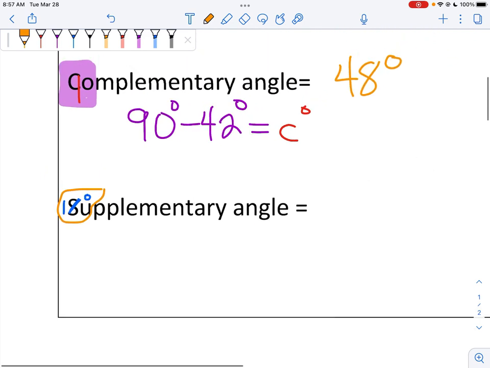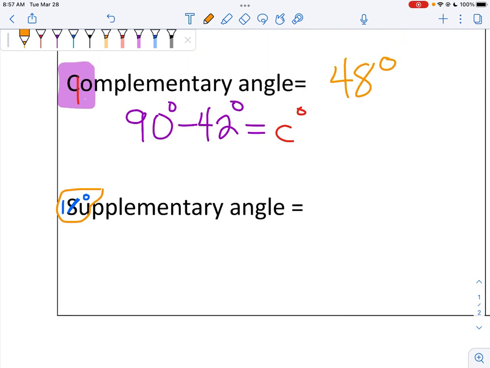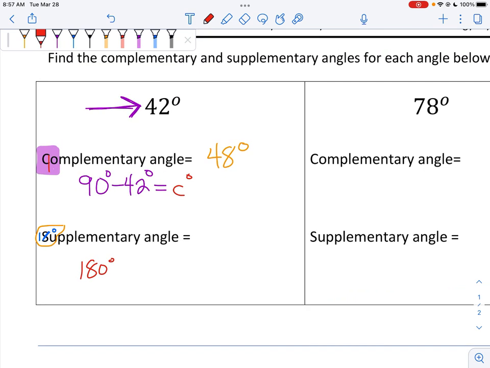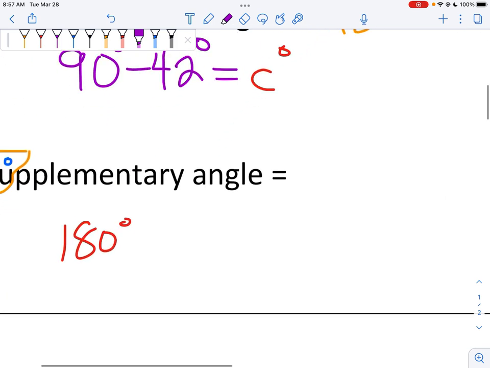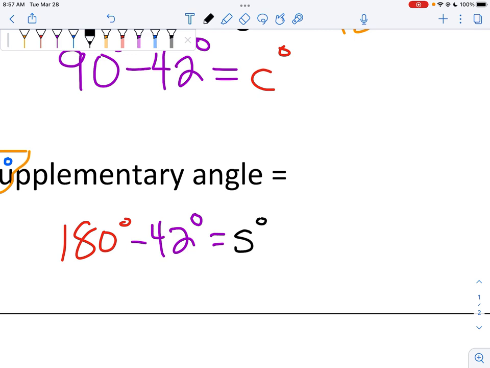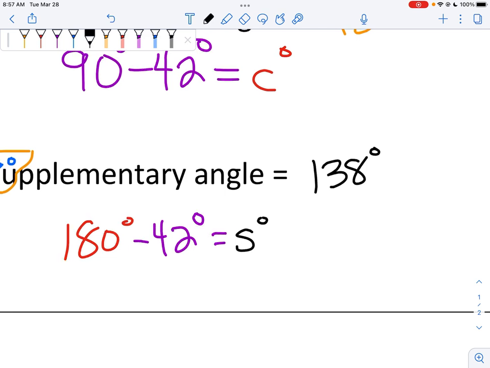So instead of starting with 90, we're going to start with 180 degrees. And the angle that they gave us up at the top was 42. So we're going to take away 42 degrees. And that will give us the supplementary angle, S degrees. 180 minus 42 equals 138. So the answer is 138 degrees.